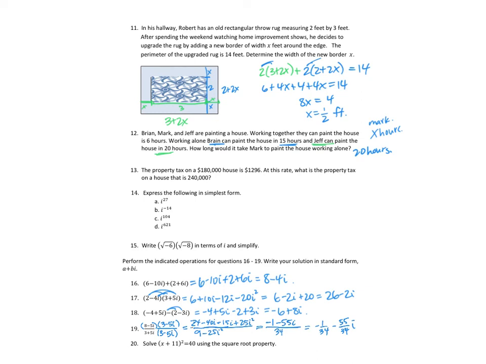Okay, the very last one I want to solve using the square root property. So what I'm going to do is take the square root of both sides. So I'll have x plus 11 is equal to plus or minus the square root of 40. And then I'm going to add 11 to both sides. So x is equal to 11 plus or minus the square root of 40. And that solves for x.